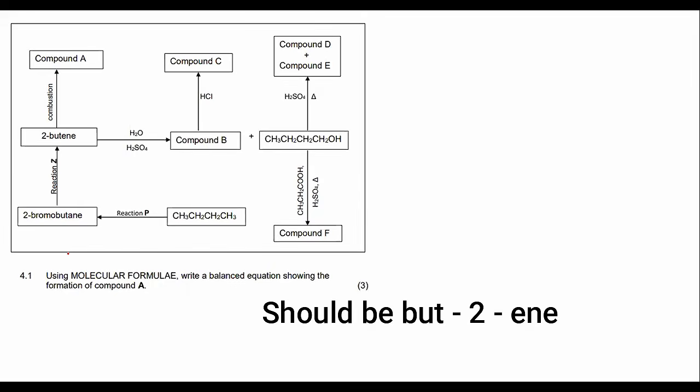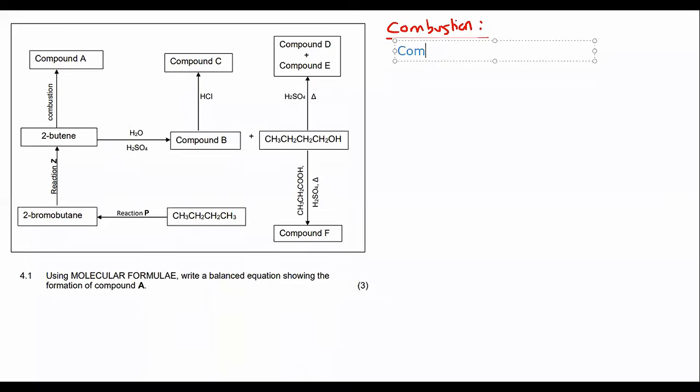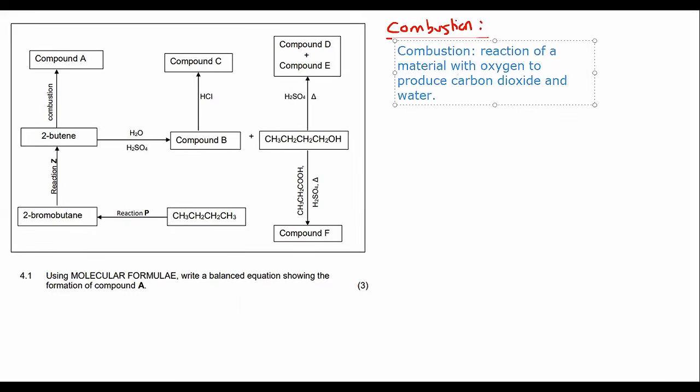Question 4.1, using molecular formula, write the balanced equation to show the formation of compound A. Okay, so can you see that we are going from 2-butene and we are doing combustion. Combustion is the reaction of a material with oxygen to produce carbon dioxide and water. Then we said how to balance a combustion reaction.